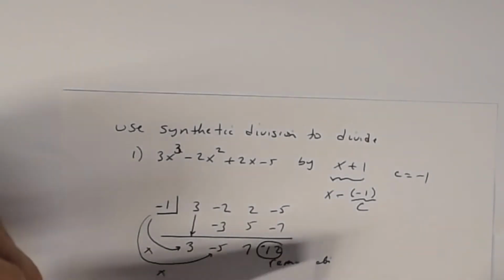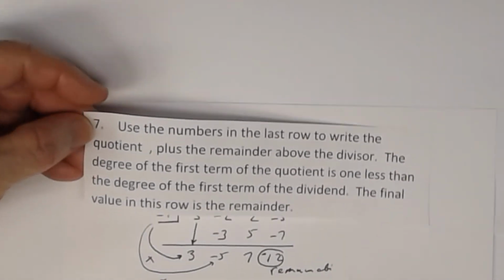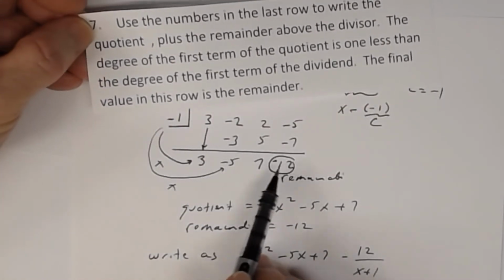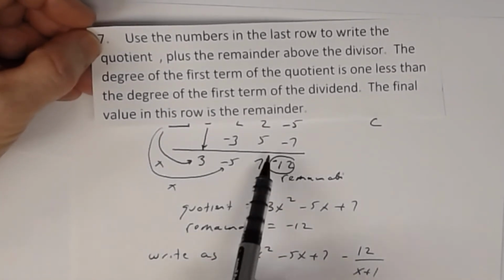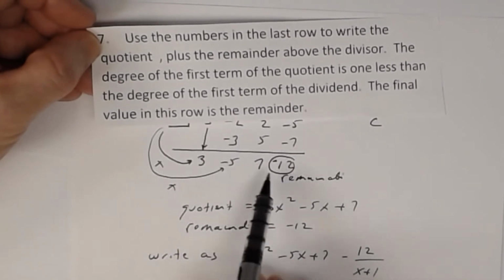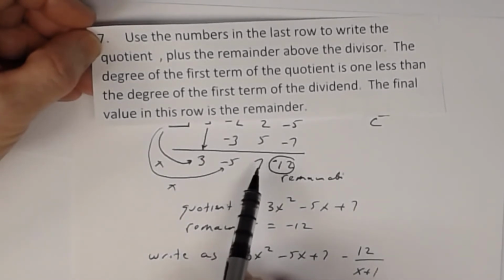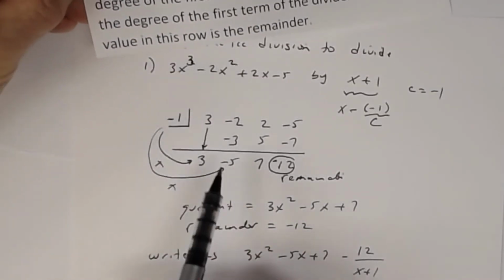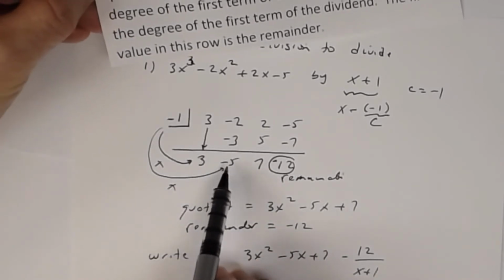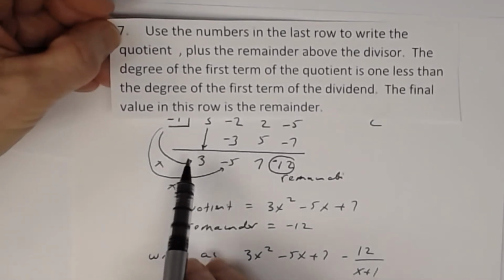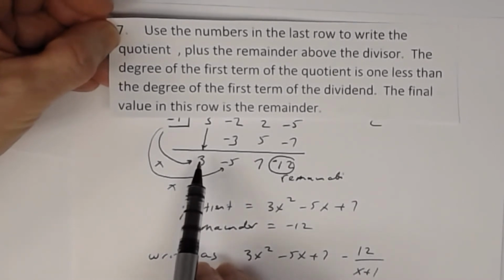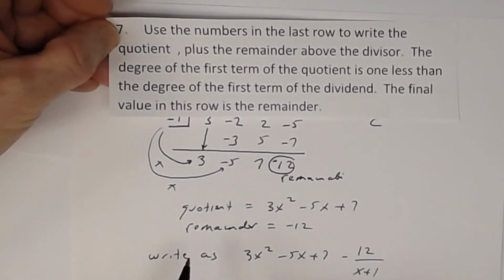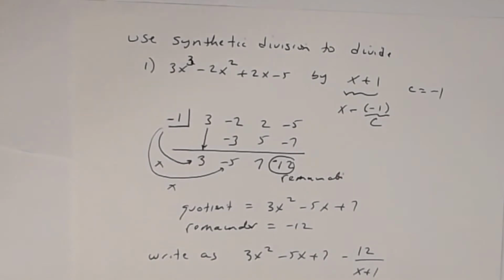Now remember, there was a step 7, and we've already done step 7. But step 7 says use the numbers in the last row, so this row right here, to write the quotient and the remainder. So remember, this is your remainder, circle the remainder first, and then any numbers to the left of it will be the coefficients of your quotient. So if this is x cubed, then this will be 3x squared minus 5x plus 7. So you got to write this in descending order now. So x cubed, x squared, x, and your constant. Okay? All right. So those are your steps.